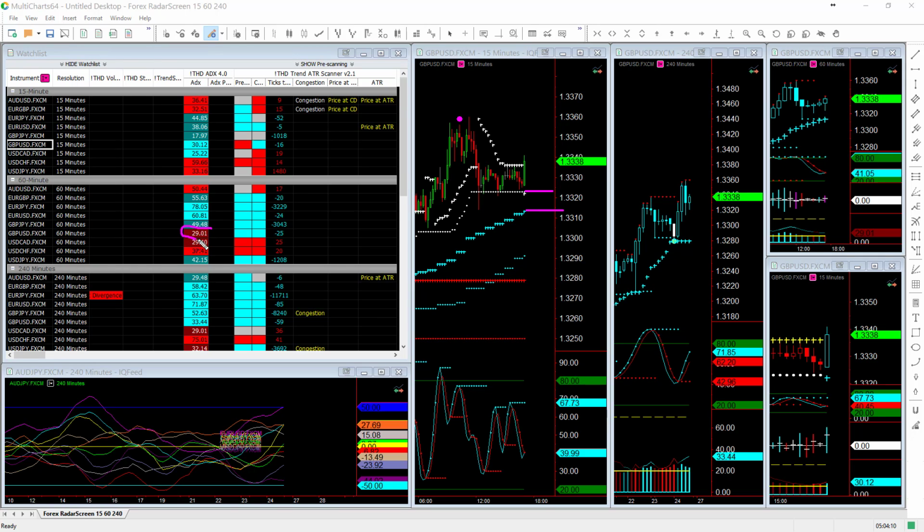You can see that the ADX is dark red at 29. That tells me that we're not overextended. If we come down to the 240, you see that we are bright blue, and that just tells me that the momentum is to the upside. So more likely than not, this market is going to go up.